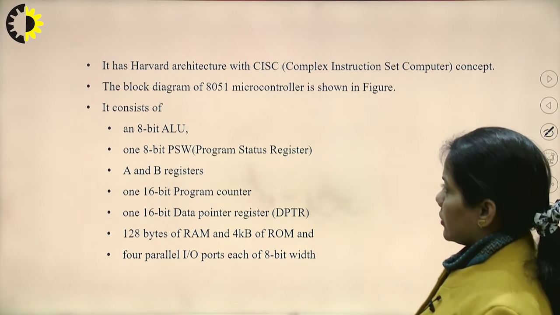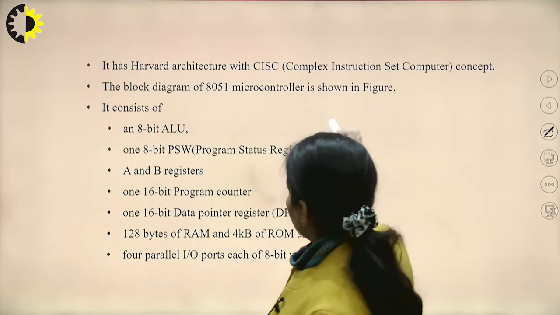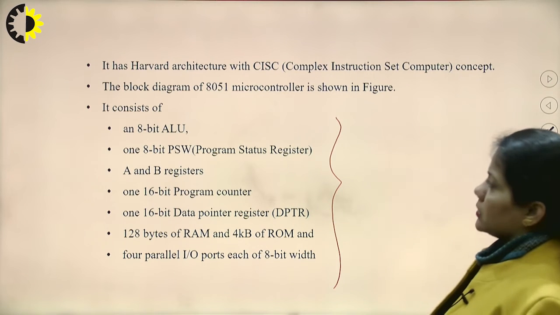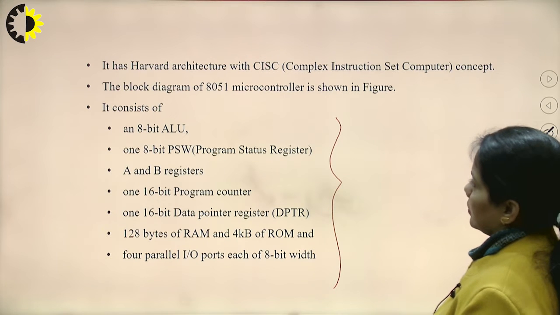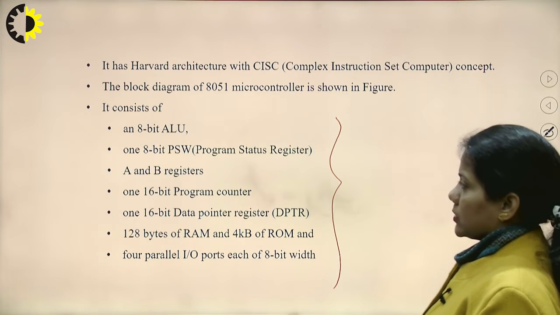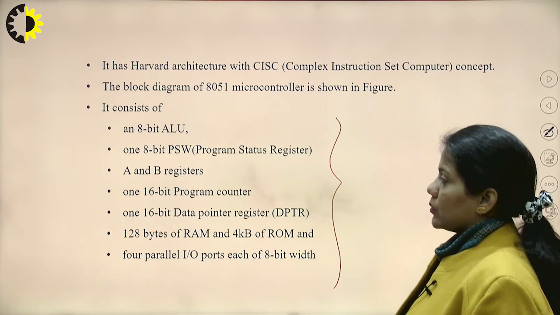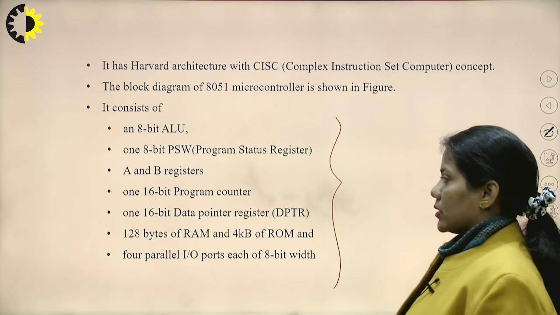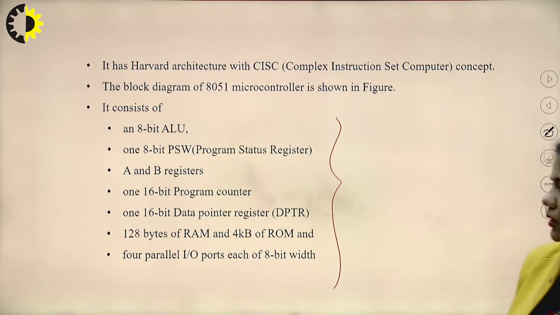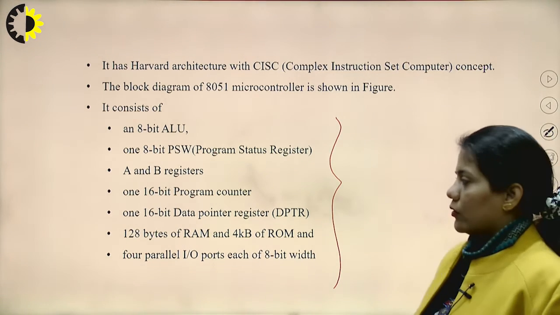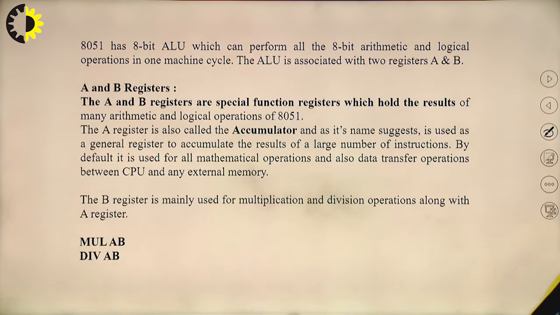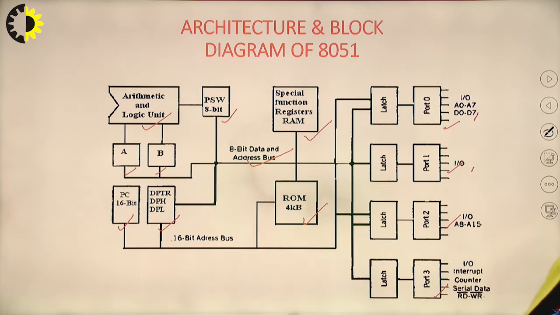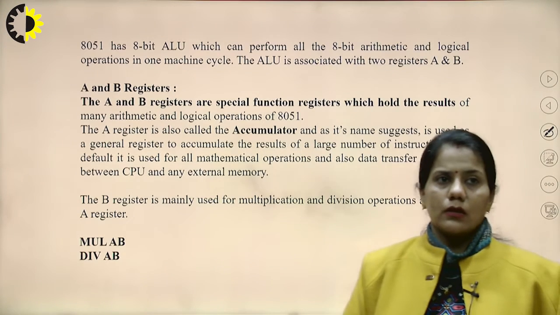In the next slide, I'll show you the block diagram, which consists of these main parts, that is 8-bit ALU, 1 8-bit PSW, A and B registers, 1 16-bit program counter, 1 16-bit data pointer register, DPTR, 128 bytes of RAM and 4 kilobytes of ROM. 4 parallel input-output ports, each of 8-bit width. So this was the block diagram.